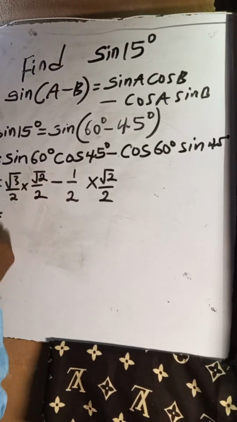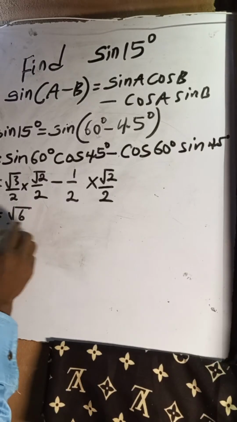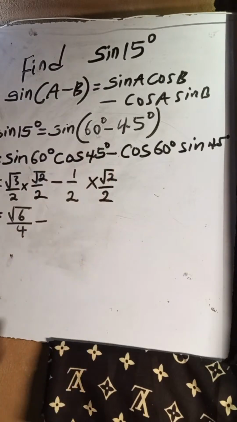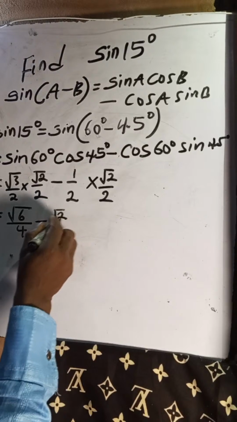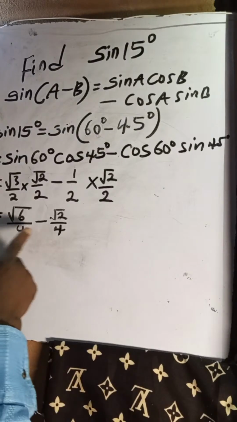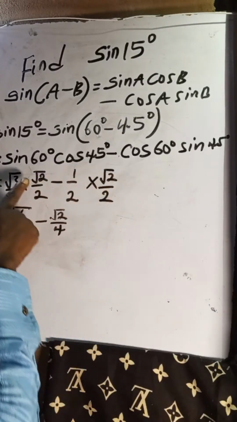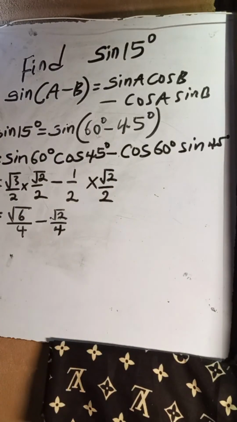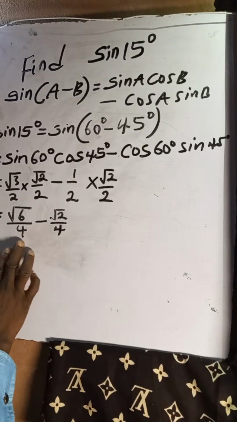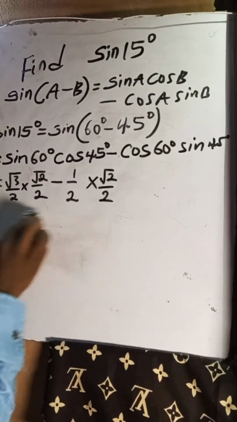These two put together, 3 times 2 is 6, so put them inside one common root, divided by 4. Then minus 1 times root 2 is root 2 divided by 4. We may not even need to bother ourselves, but no problem. We can just factorize from here. You can see here we have root 2 over 2 here. Let me show us another quick method.